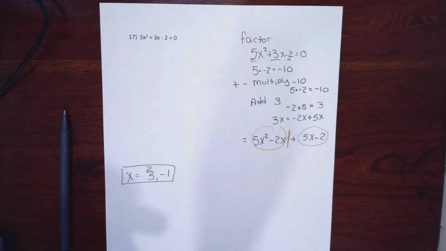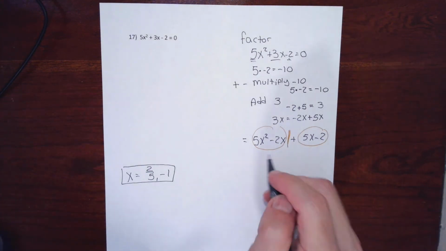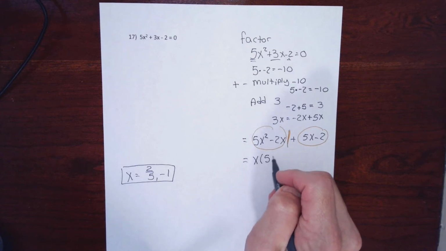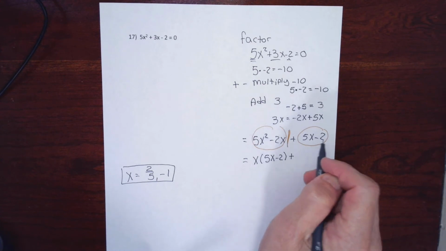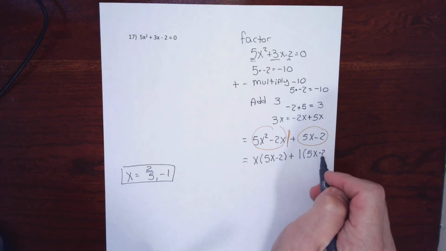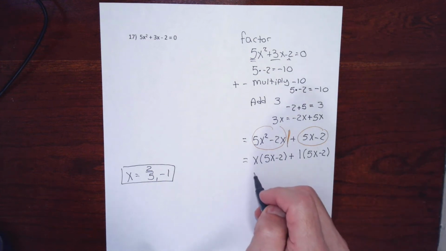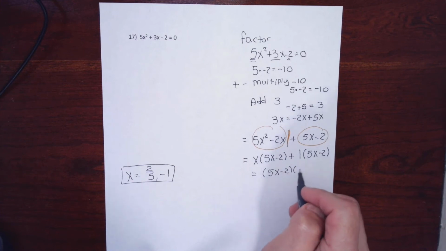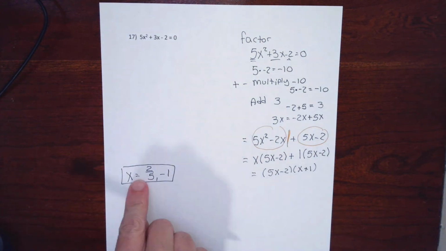So now that I've rewritten the problem with 4 terms, I break it into 2 halves. Factor out a common factor of an x from the first 2 terms, which will leave me with a 5x minus 2 to put inside a parentheses. The second 2 terms, the 5x minus 2, doesn't have a common factor. Because it doesn't have a common factor, I'm just going to write a 1 and treat a 1 as my common factor. Finish up my factoring.